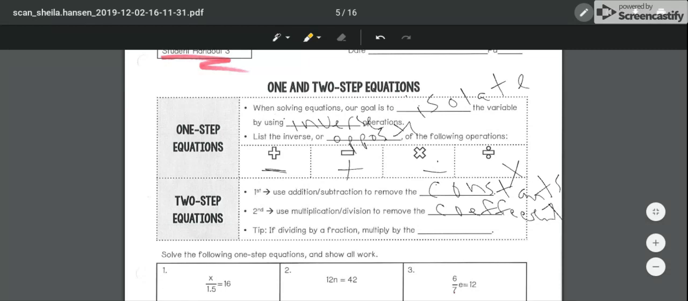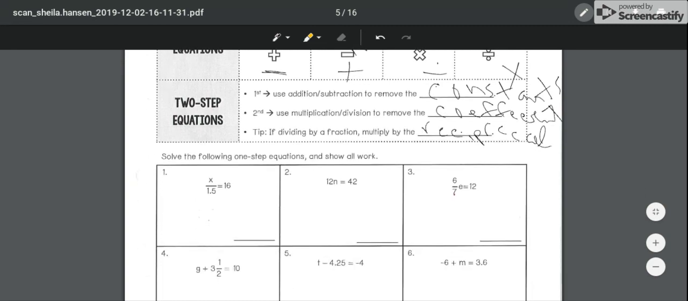And then a tip: if you're dividing by a fraction, we want you to try to multiply by the reciprocal. Because if you recall, if you're not using a calculator, when you divide by a fraction, you actually flip the second number and then you multiply. And so that's the same as multiplying by that reciprocal, because reciprocal is when you flip it.